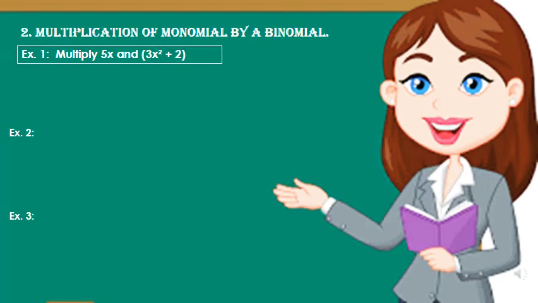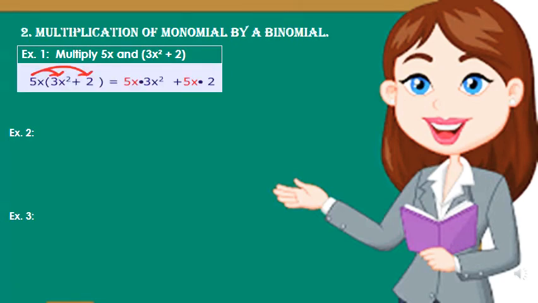First step is you are going to distribute the monomial to both the terms in the binomial. That is 5x is the monomial that should be distributed to both the terms in binomial. Which are the two terms in binomial here? 3x square and plus 2. These are the two terms. So 5x should be multiplied with these two terms. So how do you write this as a distribution step? You will be distributing monomial to both the terms by multiplying.